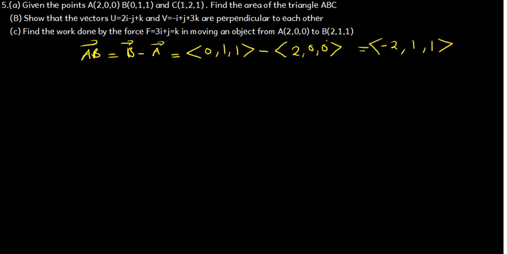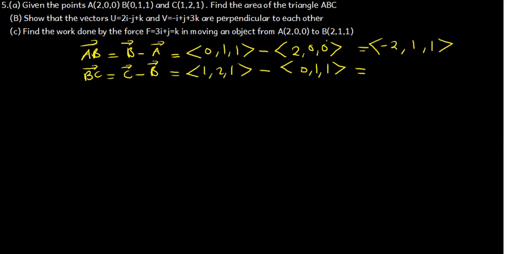And then we can get BC also. BC is simply equal to C minus B. Our C here is 1, 2, and 1, and then our B is 0, 1, and 1. This is going to give us 1 minus 0, that is a 1, 2 minus 1, that is a 1, and then 1 minus 1, that is a 0. That is going to be it for that one.